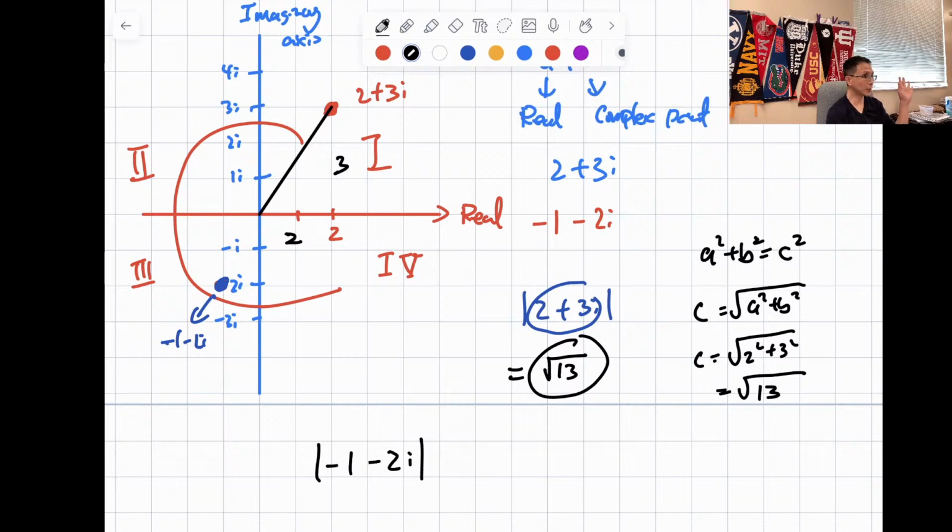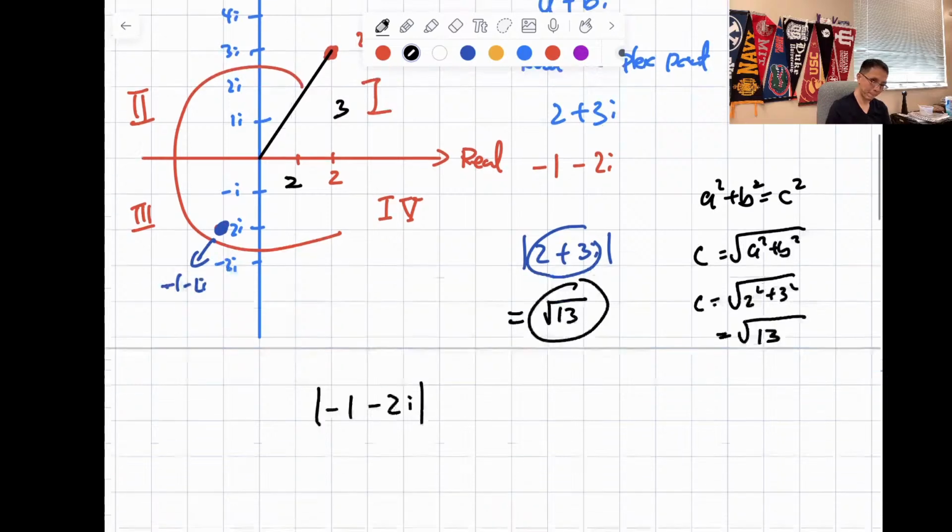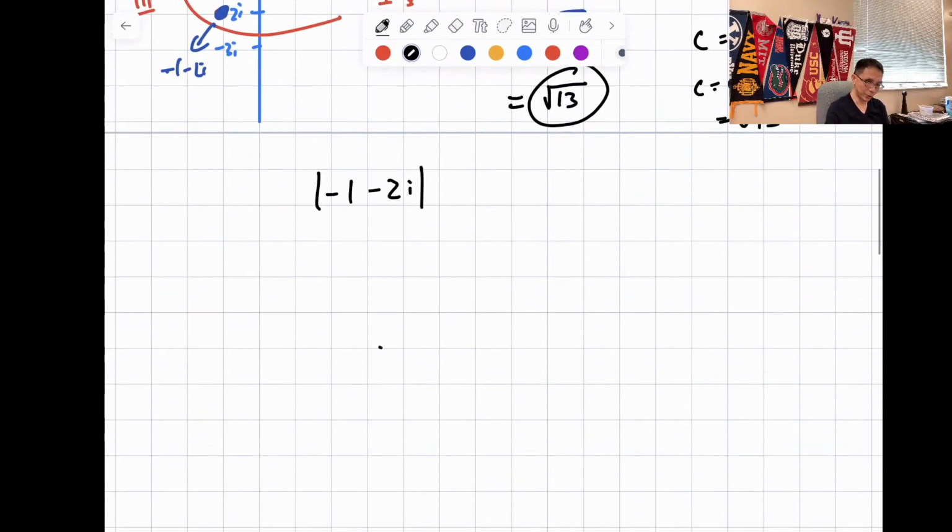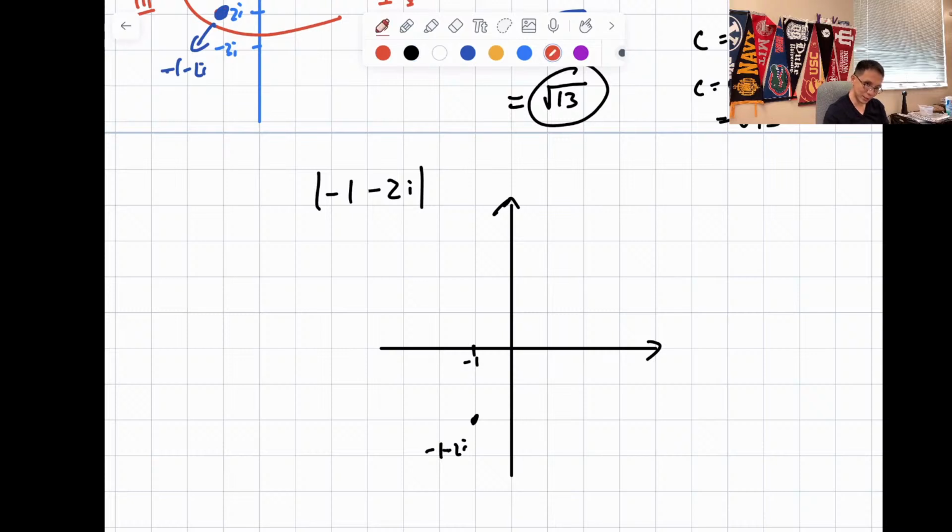How many of you guys already got it? Good, 2 people, 3, 4, good. Jacob, what'd you get? Square root of what? Yep. If you really think about it, you draw it out first. This is good for SAT because you can use the distance formula in SAT. -1 is here, -2i is here, so -1 minus 2i is right here. So you just want to find the distance from here to here.